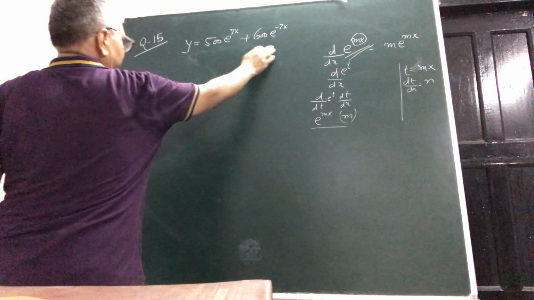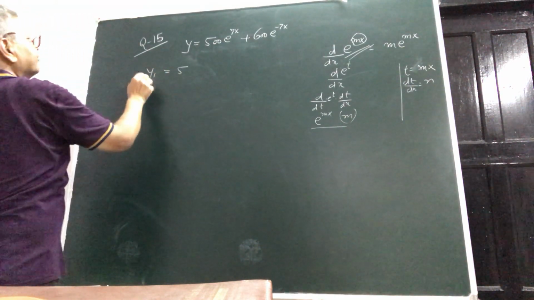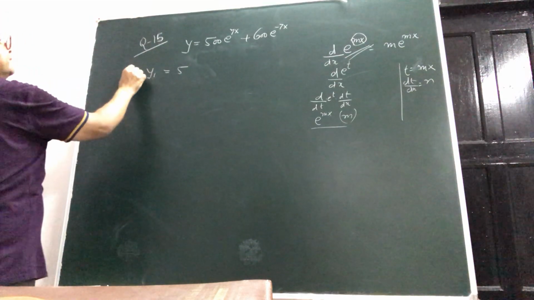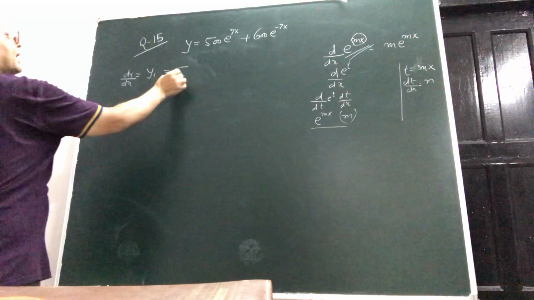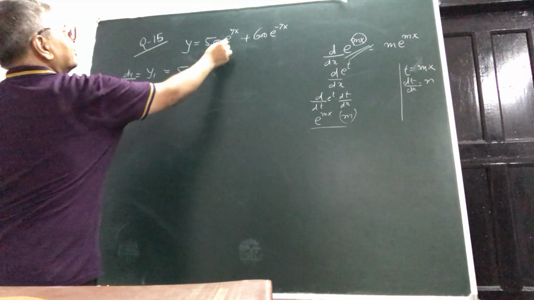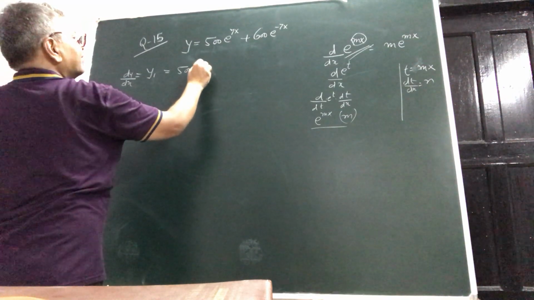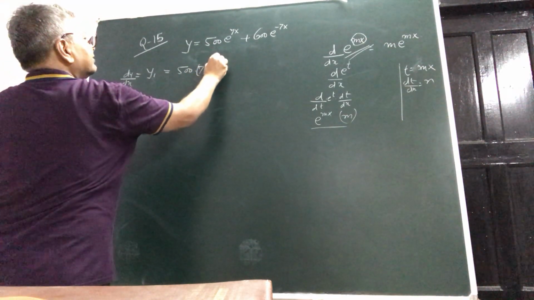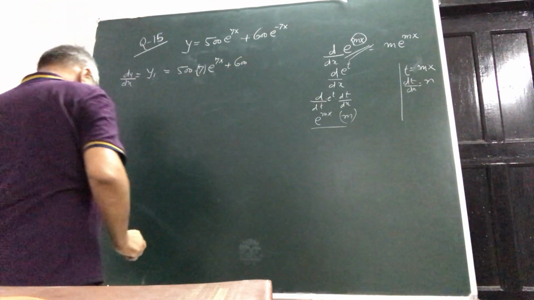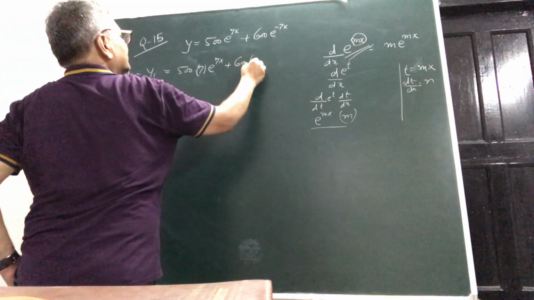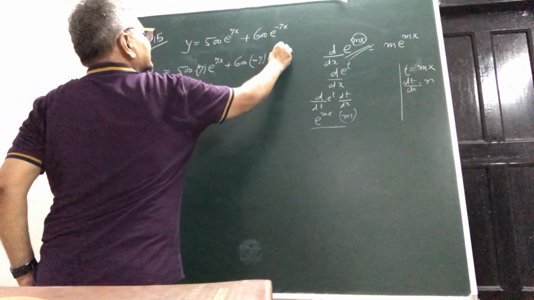Now here we will be doing the same thing. So first derivative will be what? y1. First derivative y1 means dy by dx. It is 500 into derivative of e to power 7x, which will be 7 into e to power 7x, plus 600 into e to power minus 7x, which will be minus 7 e to power minus 7x.